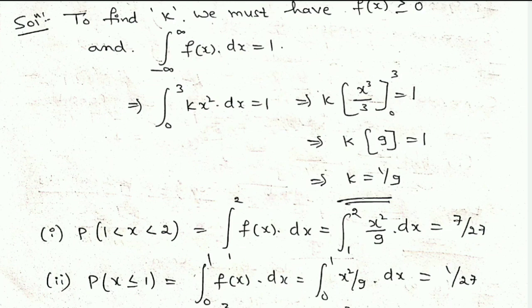K is constant, keep outside. Integration of x square is x cube by 3 equal to 1. So when you simplify, you get the answer for K as 1 by 9. So the first part is done. Now what is the second question?